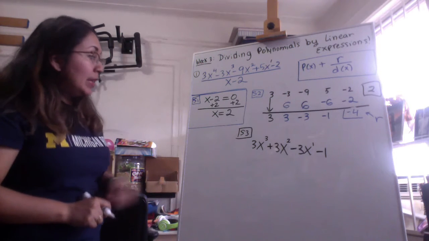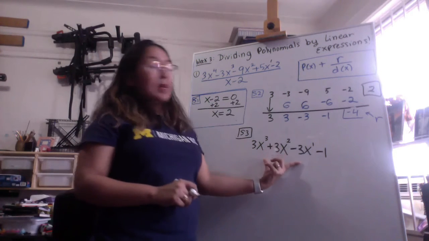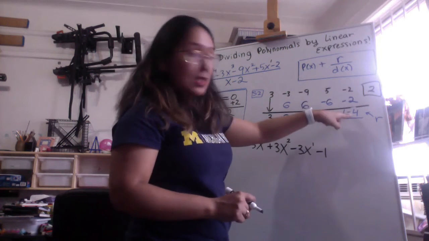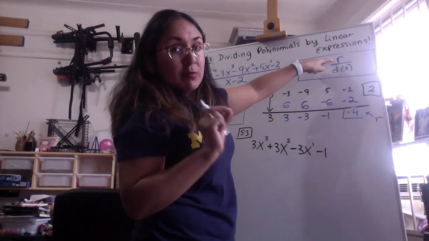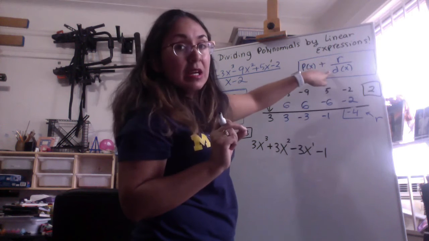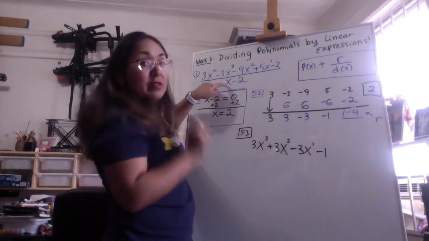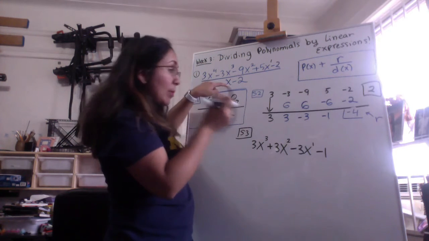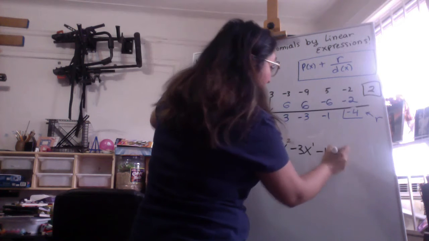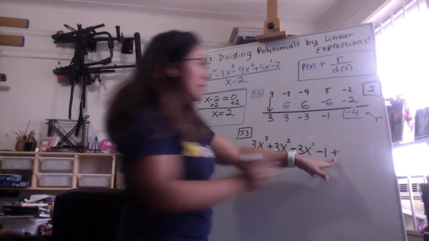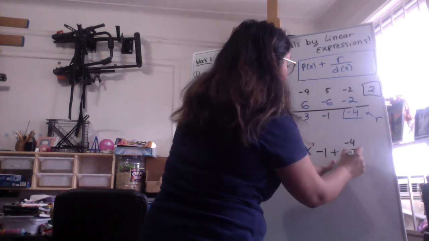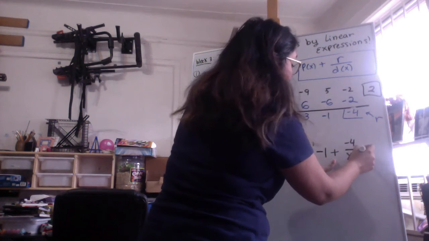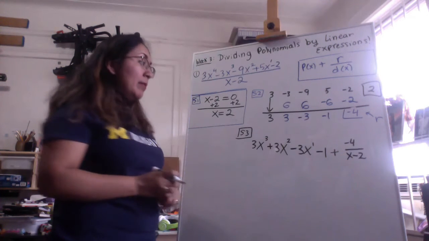Now notice I do have to continue. I'm not done because the number is not 0. I do have to then do plus the remainder, the integer that represents my remainder, over the divisor, which is the same divisor from the original problem. So I'm going to put plus. Please don't forget the plus. The negative 4 goes above, and the x minus 2, the original divisor, goes on the bottom, and I am done.